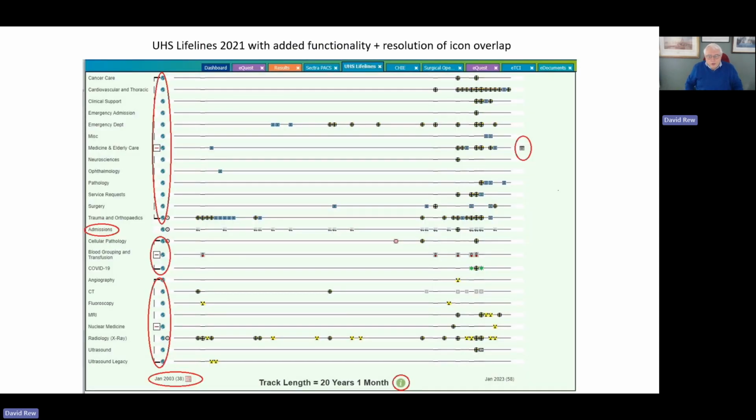This is what the current screen looks like. Again, this is a live, a real screenshot that was taken in January 2023. And what I've done with this is highlight the key, or some of the key features which we built into the newer system. The first thing we've got is a look forward.